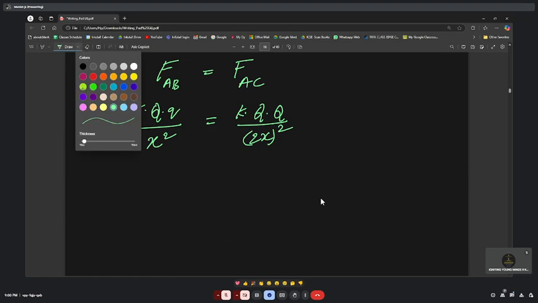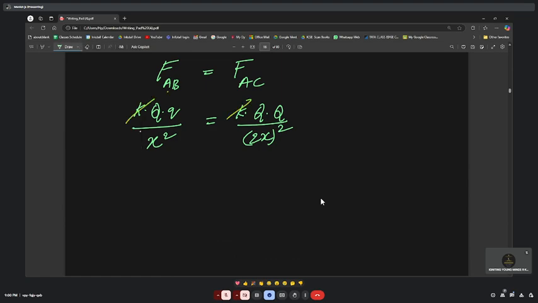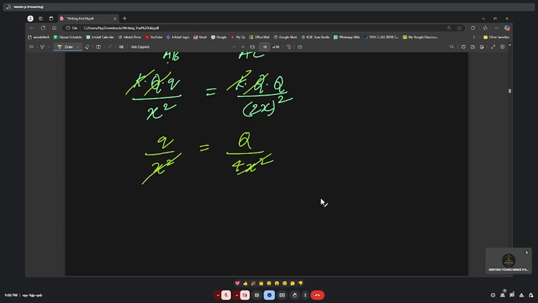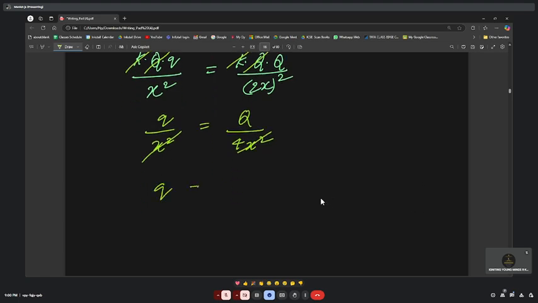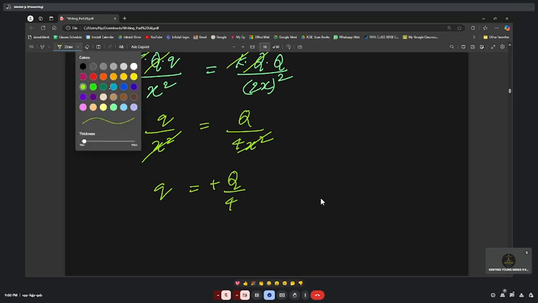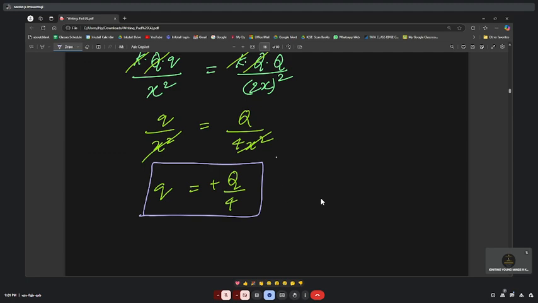You can see that K is going to get cancelled anyway. You can also cancel one of the Q's. We are left with q upon X square is equal to q upon 2X the whole square, which is 4X square. X square also gets cancelled. So what is q then? Don't you think q is equal to capital Q upon 4? So from where did that negative sign come? It's actually positive. So the answer is charge q is equal to capital Q upon 4.